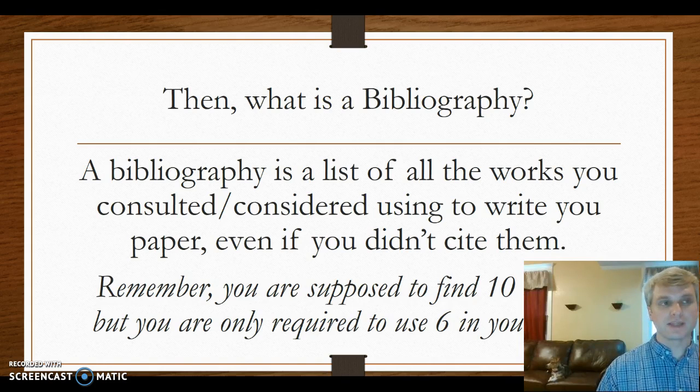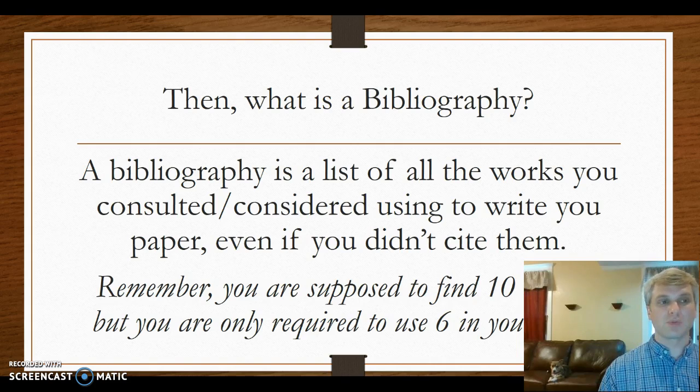A bibliography is a little bit different than a works cited. A bibliography is a list of all the works that you have consulted or all the works that you considered using to write your paper, even if you didn't cite them in your paper. So if it's an article that you read and decided not to use, you still include that in your bibliography page. If you'll recall, I'm requiring you to find 10 sources, but you only have to use 6 of them in your paper.